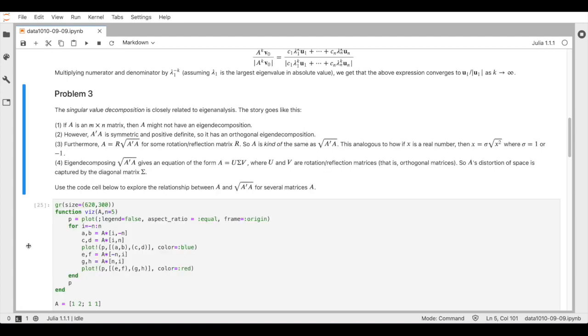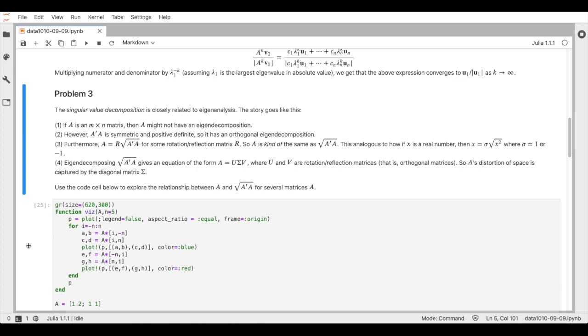Okay, problem 3, we're going to talk about the singular value decomposition. So the idea of the singular value decomposition is that not every matrix A has an eigendecomposition. As we saw above, a rotation matrix has no eigenvectors, for example. Furthermore, if a matrix isn't square, then it doesn't even make sense to think about an eigendecomposition. However, what we can do is form the matrix A transpose A, and that is going to be symmetric and positive semi-definite, and so it will have an orthogonal eigendecomposition.